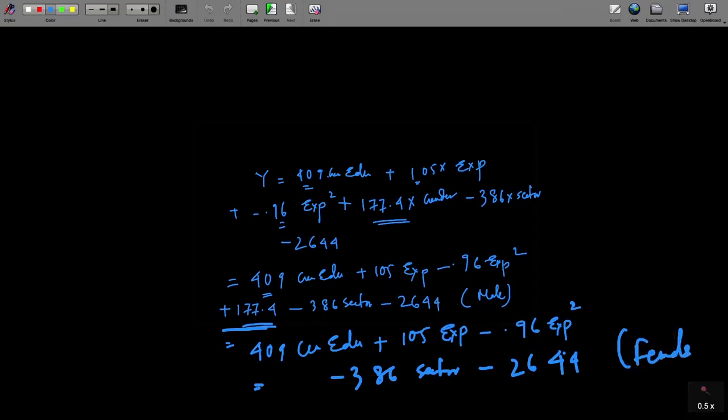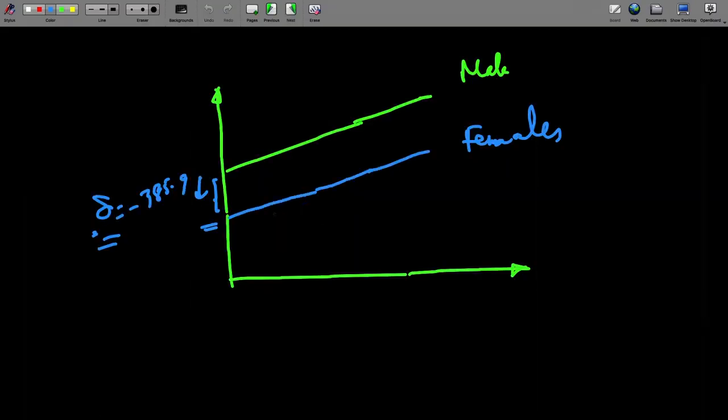Essentially, the crucial point that remains is that we have explained these two regression lines, but the slope for the two regression equations is the same. The 409 for male is the same as the 409 for female. Similarly, experience 105, 105 and 386, all other things remain constant. And that is quite obvious because the slopes of these two lines are essentially parallel lines.